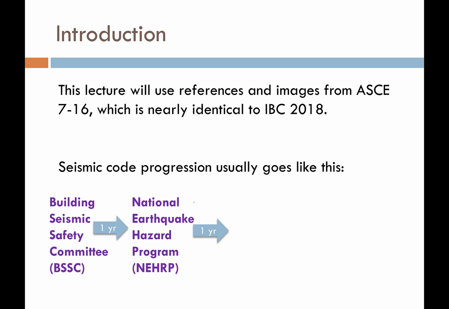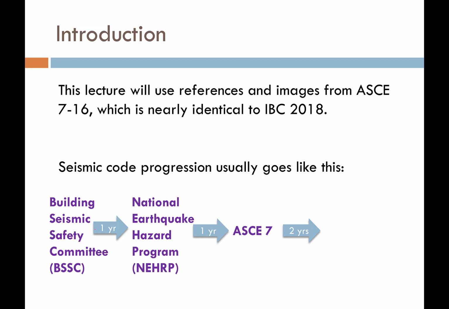So after it's been in NEHRP for a year and comments are received, it gets published in the ASCE 7 code. Now, bear in mind that that happens every 6 years. So this committee meets also about every 6 years, and it's going to meet about 2 years before the ASCE 7 update is put out.